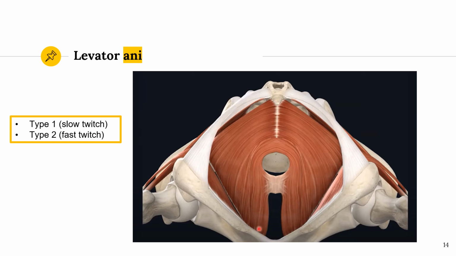From a functional standpoint, the levator ani muscle, which is skeletal muscle, exhibits constant baseline tone and can also be voluntarily contracted. The muscle contains both type 1 slow twitch fibers to maintain constant tone and type 2 fast twitch fibers to provide reflex and voluntary contraction.